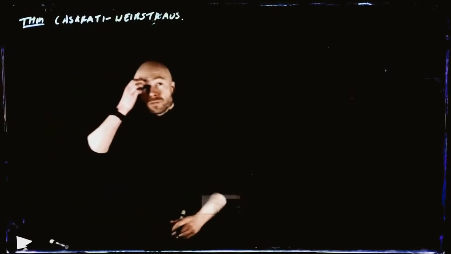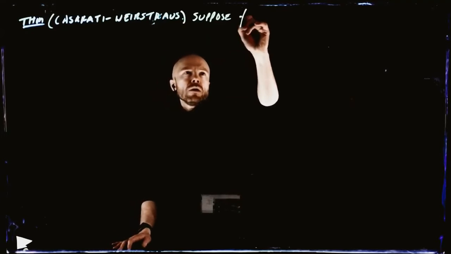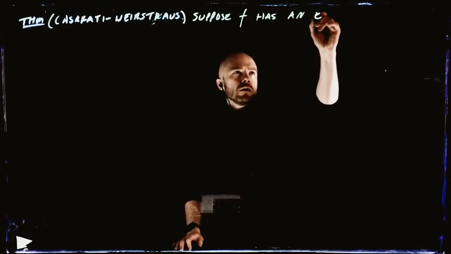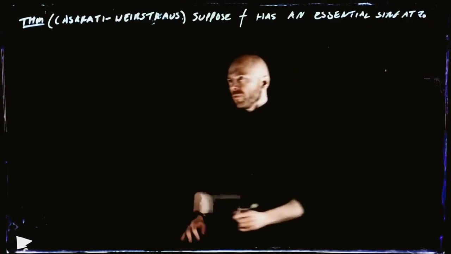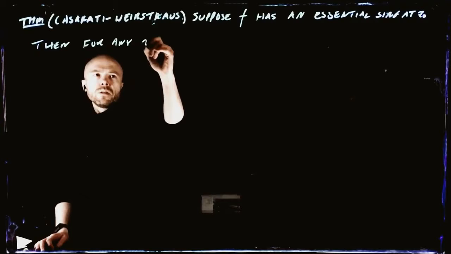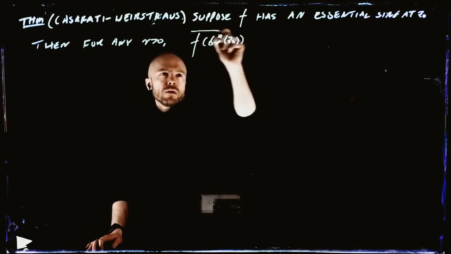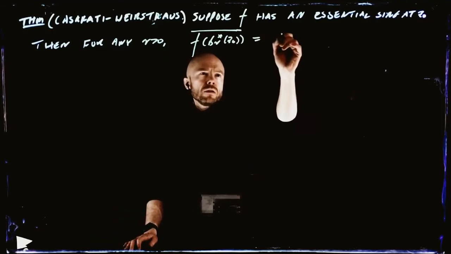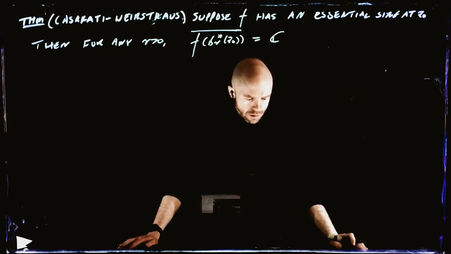All right, so suppose f has an essential singularity at z0, then for any r bigger than 0, the image of the punctured ball around z0, closure, is the entire complex plane. Yeah, it's the entire complex plane.